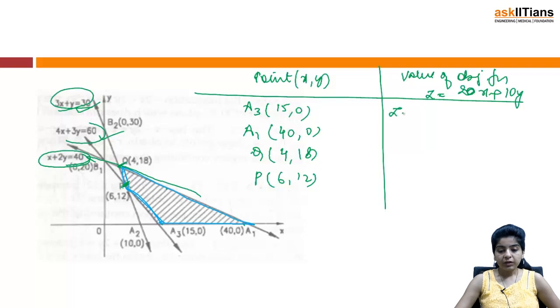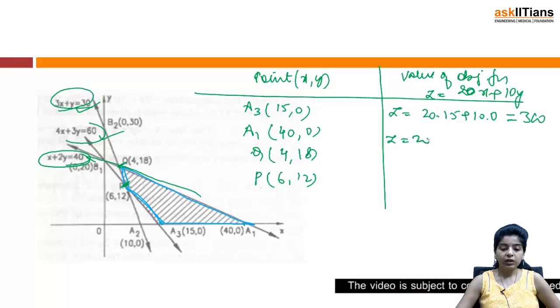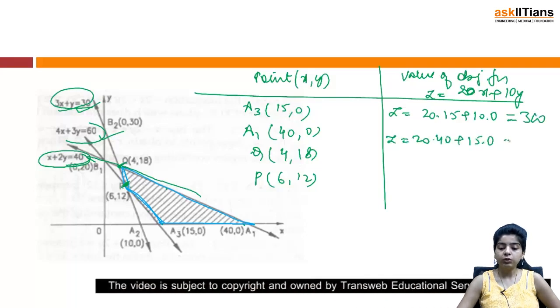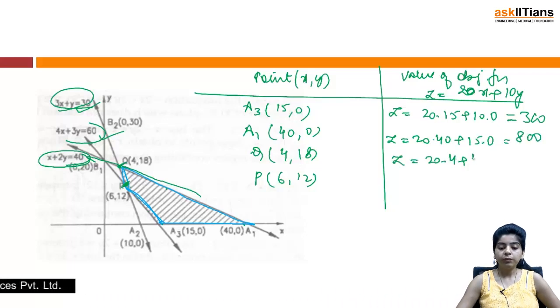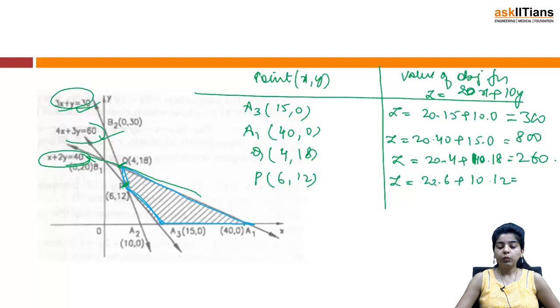So z becomes 20 into 15 plus 10 into 0, that's simply 300. Then I have 20 into 40 plus 10 into 0, that's 800. Then I have 20 into 4 plus 10 into 18. This gives me 80 plus 180, that becomes 260. Then we have 20 into 6 plus 10 into 12. This gives me 120 plus 120, that is 240.